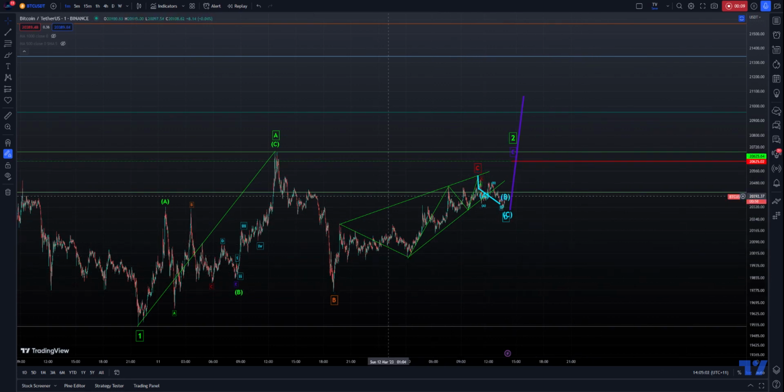So now going back to what we were talking about earlier in terms of this pattern, potentially we could be seeing the end of D wave already. And what could be happening now is potentially a CDE pattern.